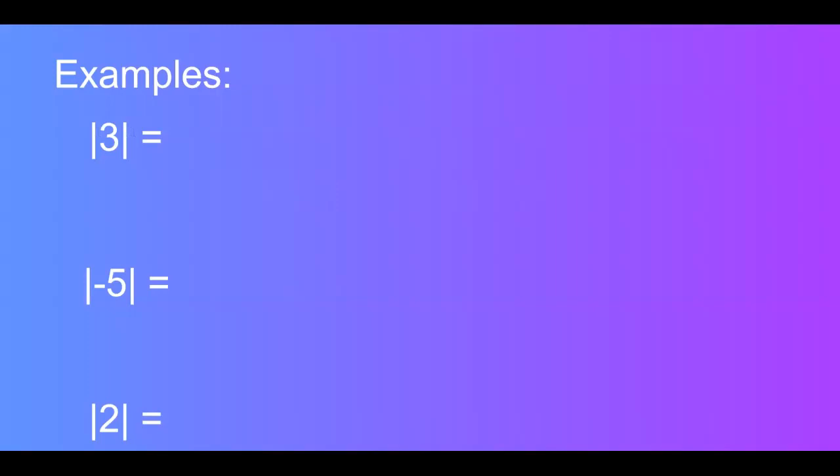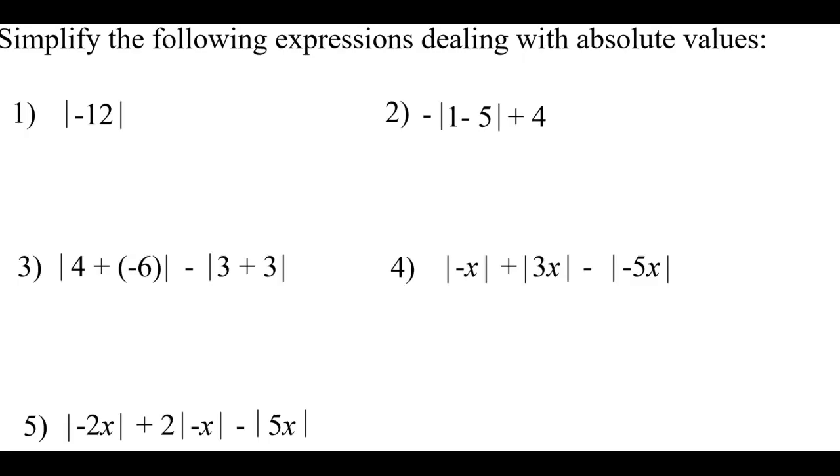And these are just basic examples. Obviously, the absolute value of 3 is 3. The absolute value of -5 is 5. And the absolute value of 2 is 2. Easy cheesy lemon squeezy. Moving on. So here we have the absolute value of -12. That would just be 12.